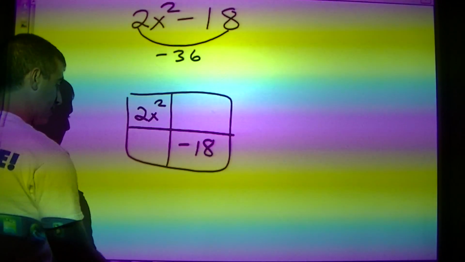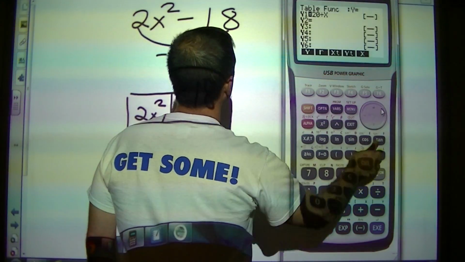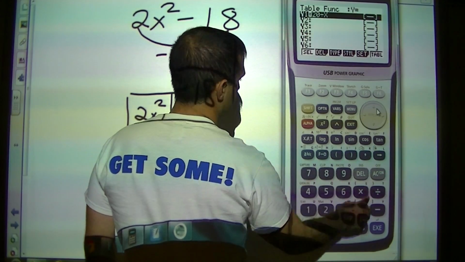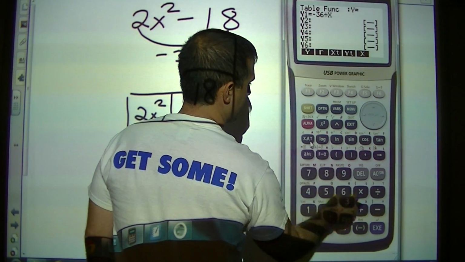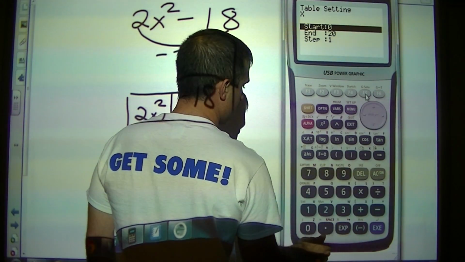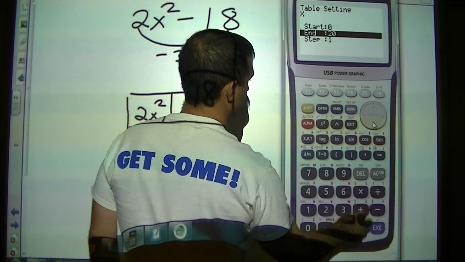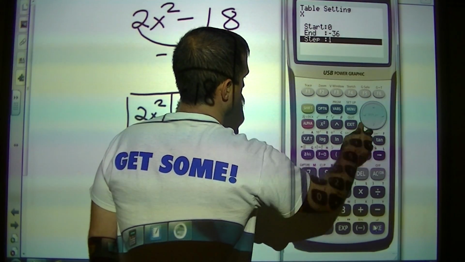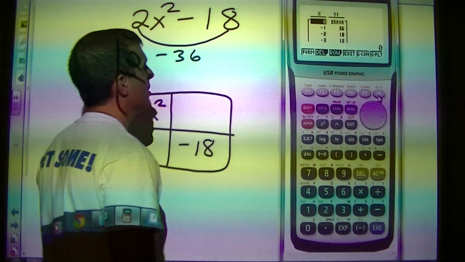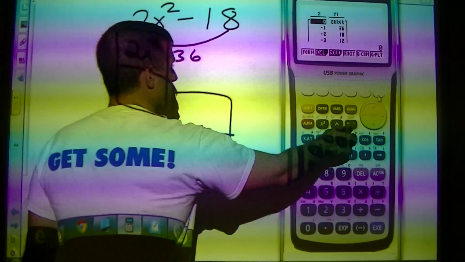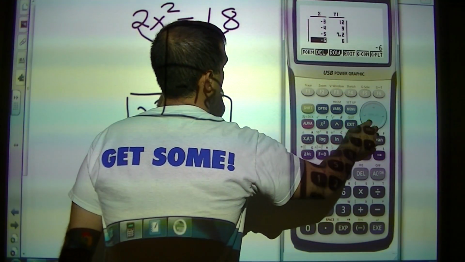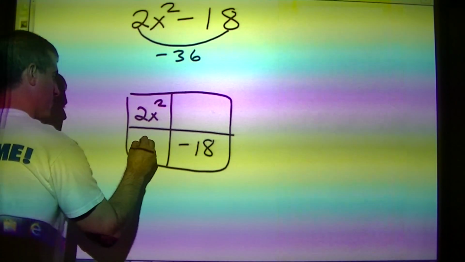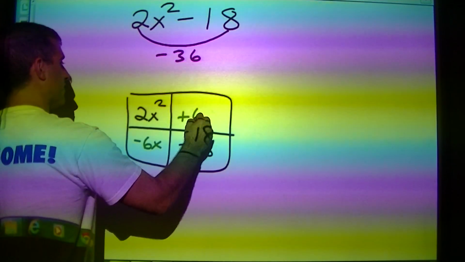Once again, I'm looking for the set that adds up to 0, okay? So if I do that, that's negative 36 divided by x. All right, I'm going to set my table. Once again, I'm looking for the set that adds up to 0. There it is, negative 6 and 6. So negative 6x and positive 6x.